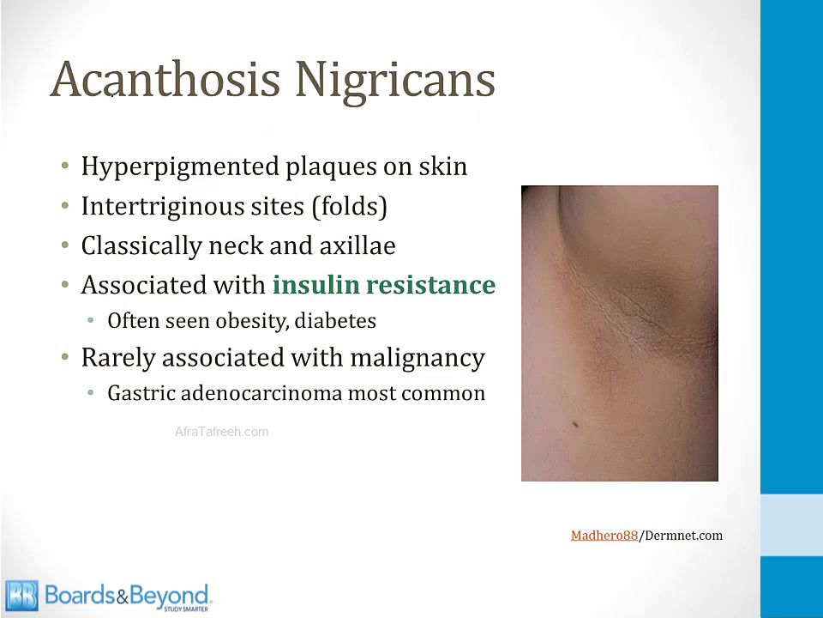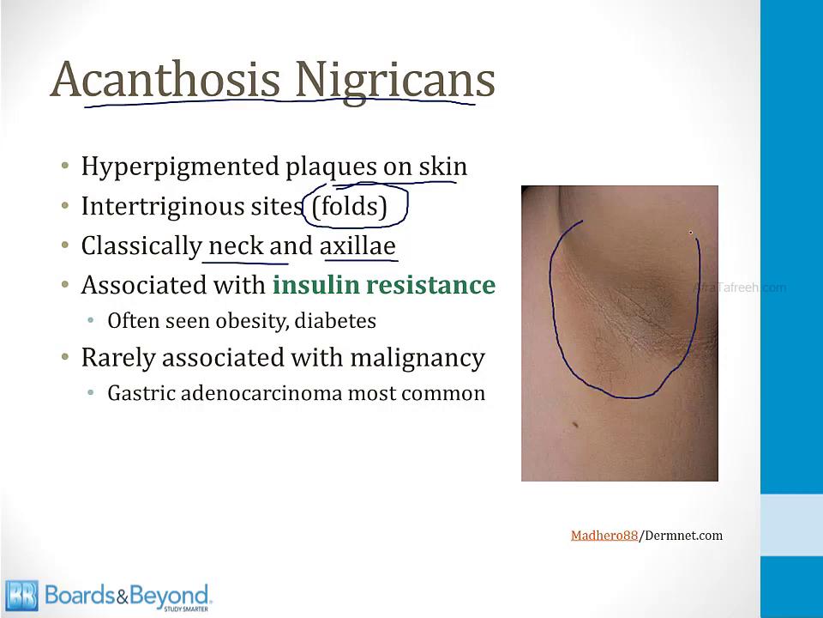We've talked about many of the presenting signs and symptoms of diabetes like polyuria and polydipsia and DKA. Let me tell you about one other sign of diabetes, and that is a skin finding called acanthosis nigricans. These are hyperpigmented plaques that appear on the skin. They classically occur at intertriginous sites. These are places where the skin folds. Classic places for acanthosis nigricans to appear are in the back of the neck or in the axilla. If you look at the picture on the right side of the screen, this person has a dark plaque on their axilla. This is an example of acanthosis nigricans.